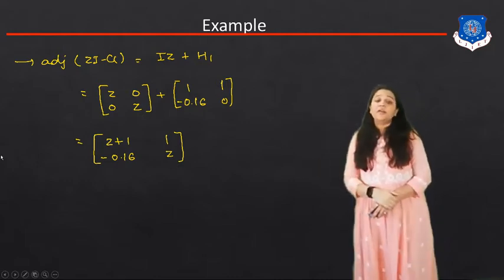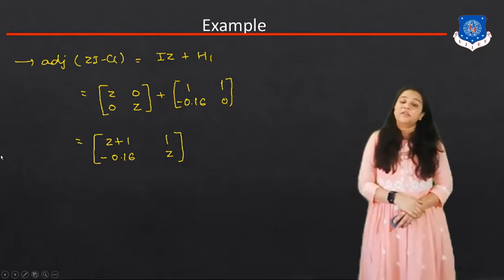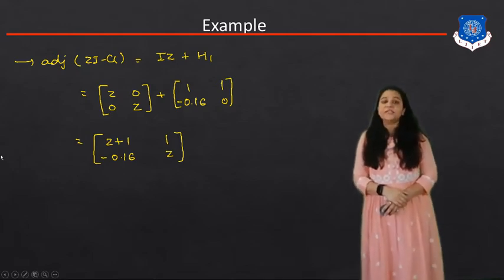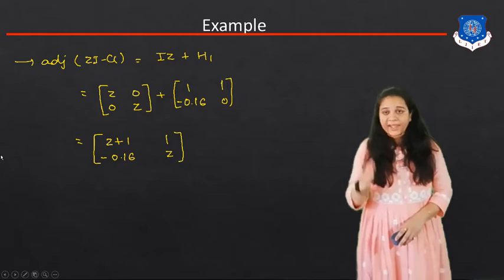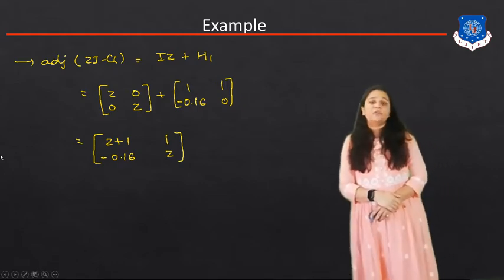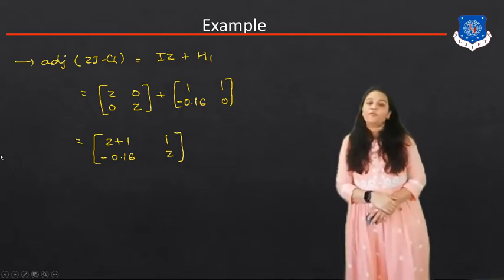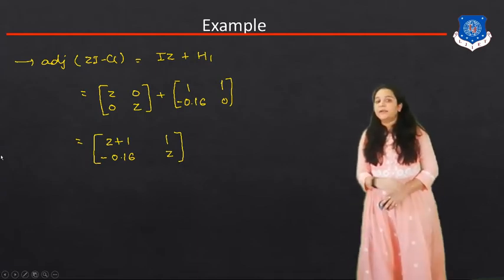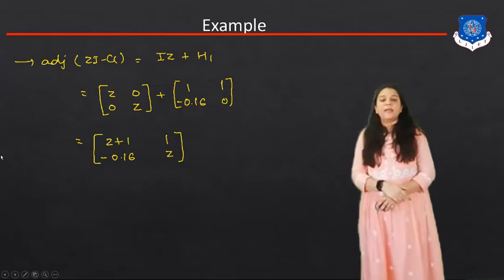So depending on the values of H1, H2 and H3, we have to prepare the equation of adjoint of ZI minus G. Here the value of H2 is equal to 0. So we can simply put the value H1 and plus I into Z. Okay. So what is the I into Z? It is Z, 0, 0, Z and H1 that we have to find. We have to simply add these two matrices and we can get Z plus 1, 1, minus 0.16 and Z.